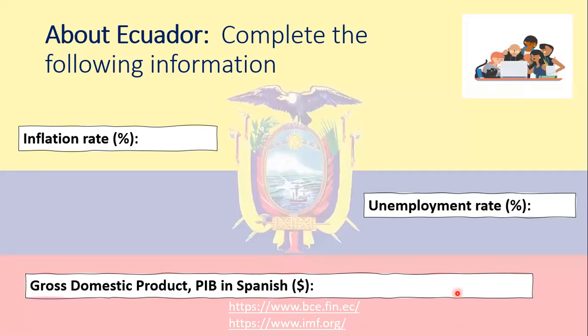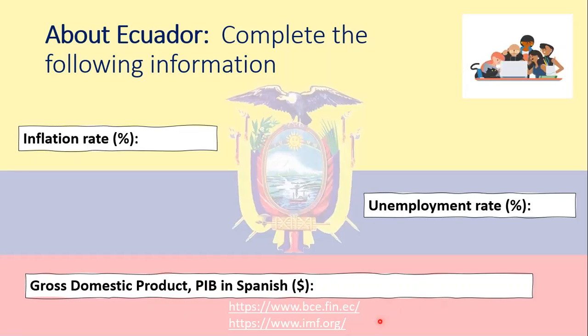But to finish, I would like you to complete this information. This is one for the whole group. So it's like a work. It's a group work, as we can see here in this GIF on the right. Complete the following information about Ecuador. So nowadays, right now, what is the inflation rate? What is the unemployment rate? And what is the GDP or PIB in Spanish right now?